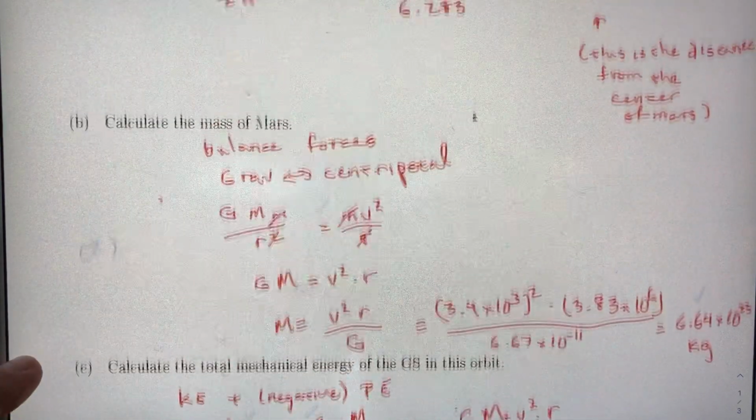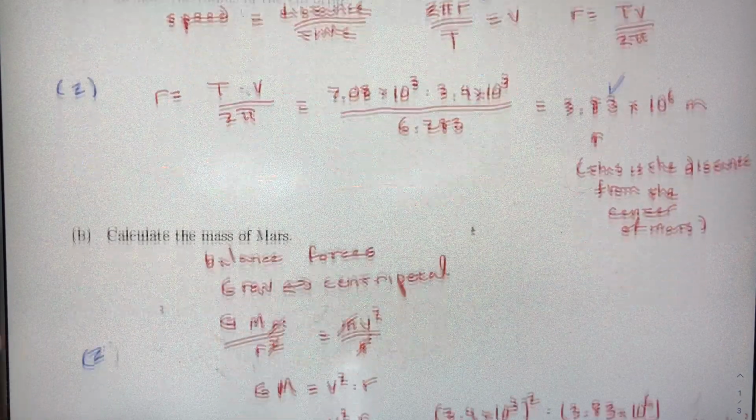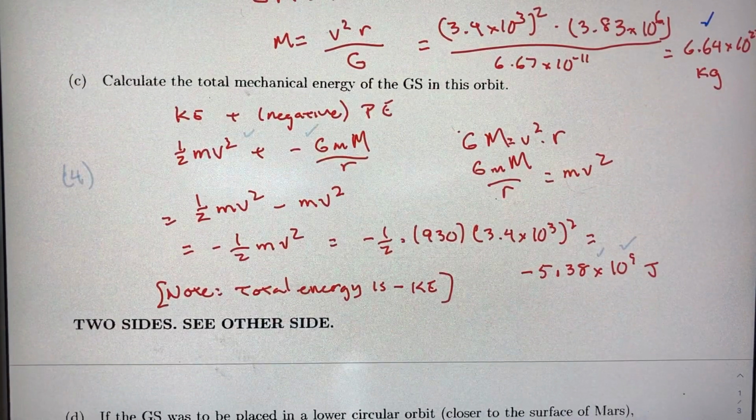Let's see, what points are needed? 2 points for the first section. 1 point for V is 2 pi r over T, or vT equals 2 pi r, one equivalent of that. 1 point for the final answer with units. 2 points for the section, 1 for balancing gravitational and centripetal, and 1 point for getting a reasonable answer for the mass of Mars. This is 4 points.